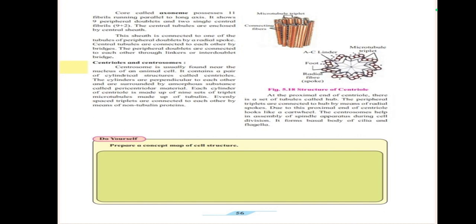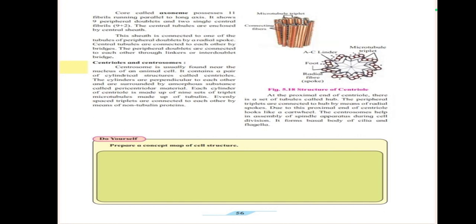Centrioles and centrosomes. The centrosome is usually found near the nucleus of an animal cell. It contains a pair of cylindrical structures called centrioles. The cylinders are perpendicular to each other and are surrounded by an amorphous substance called pericentriolar material.